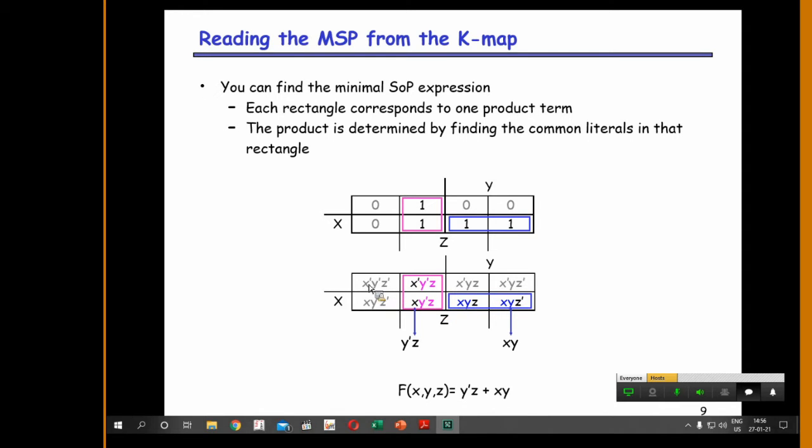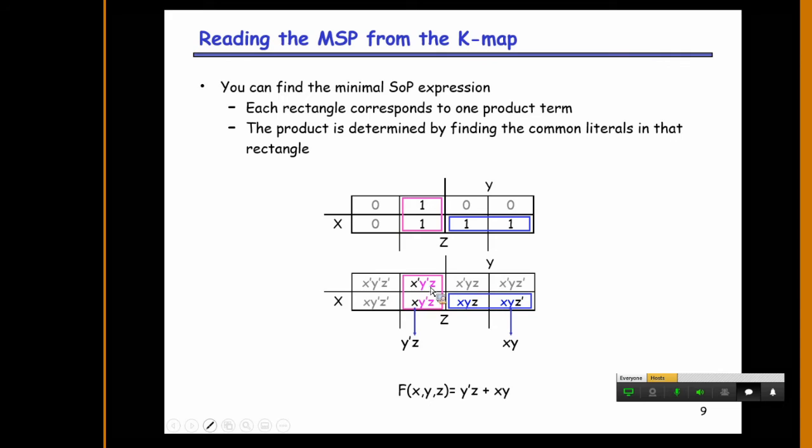Now check here m naught and m1. We have two variables in common: x is x bar, y is y bar in both cells, but only one variable differs between m naught and m1, which is z. In one cell it is z bar, in the second cell it is z. So these two cells m naught and m1 have one variable difference. Hence m naught and m1 are adjacent.